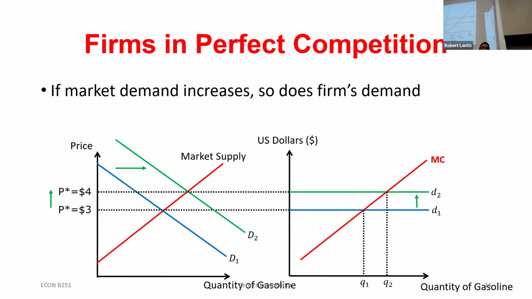Questions? Yeah. Yep, so this would be kind of our market supply, our market demand. Here's going to be our firm. Yep. Any other questions on that before we keep moving? Okay. Yeah, we'll hold up. I think that's good for now.